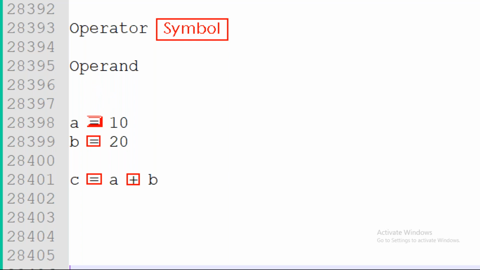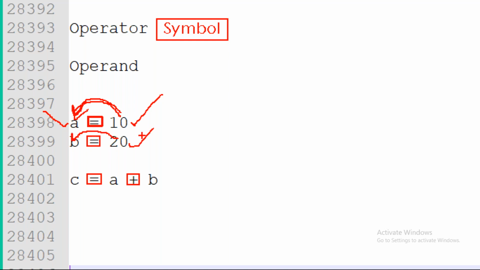So this operator is working on these two things. It's taking the 10 assigned to a. What is the meaning of the equal symbol? Taking the value 10 assigned to variable a. So in this case, both 10 and a are called operands. Again here also 20 assigned to b.